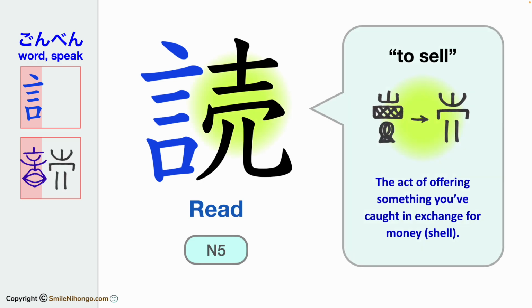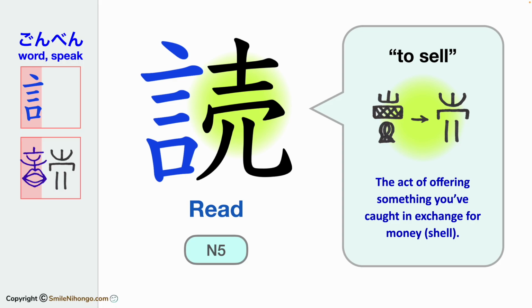The second kanji means to read. The right part represents to sell, and the symbol consists of 3 parts. The top part indicates a giving gesture. The middle part is a net, and the bottom is a seashell, which symbolizes money in ancient times. The combination symbolizes the act of offering something you've caught in exchange for money, which indicates selling.